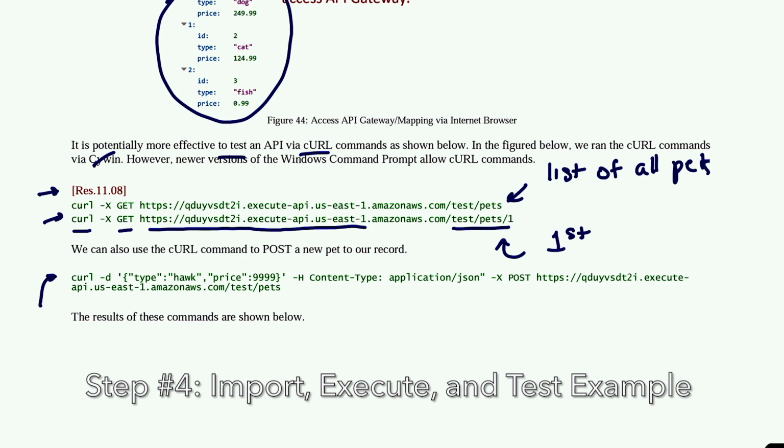So you can see here we have curl -d, which indicates that there's data to be passed to it. And so we are going to be creating a new pet, which is type hawk, and it has a price of $9,999. We need to include a header indicating what type of content is included in the request. It is a JSON object, as you can see, formatted right there. And we are going to be posting it to the location shown. So using curl commands, we can perform both the get and the post types of request.